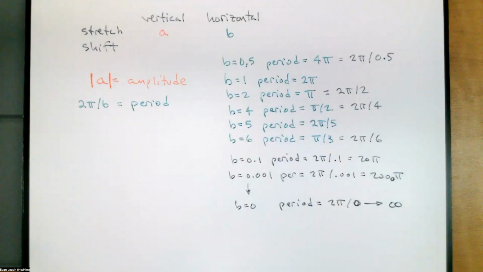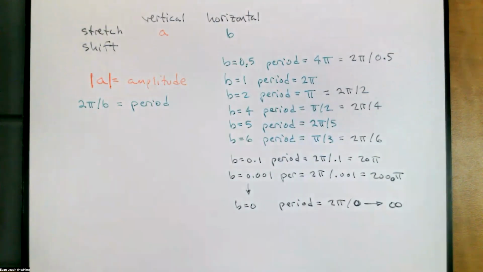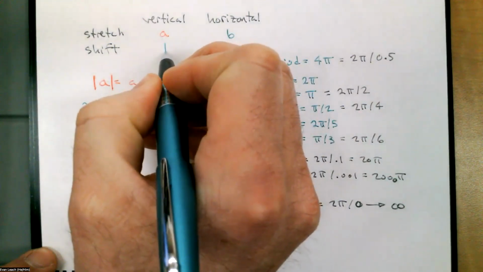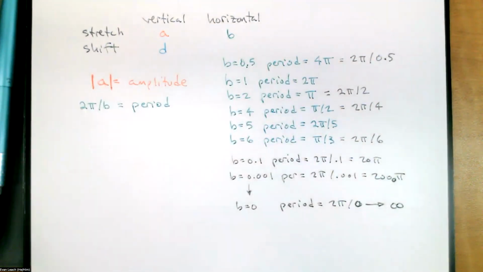So let's jump over to our table and see that D, which was light blue, is in charge of the vertical shifting. The vertical shift doesn't affect the amplitude. The amplitude is the distance from the middle to the top, but the vertical shift affects where the middle, the top, and the bottom are.